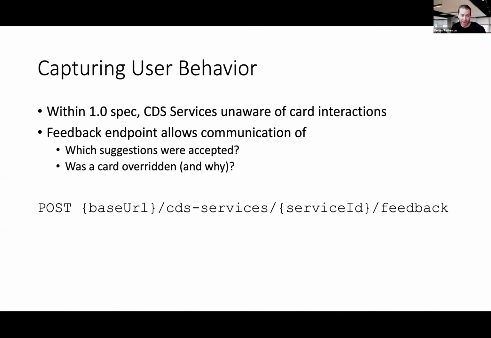And then, like I mentioned, within the 1.0 spec, the CDS service is unaware of card interactions. So by exposing a feedback endpoint for a particular service, it allows communication of which suggestions were accepted, was a card overridden and why, and a CDS service can use that information to refine their algorithms or otherwise incorporate that information into the way that they return decision support.